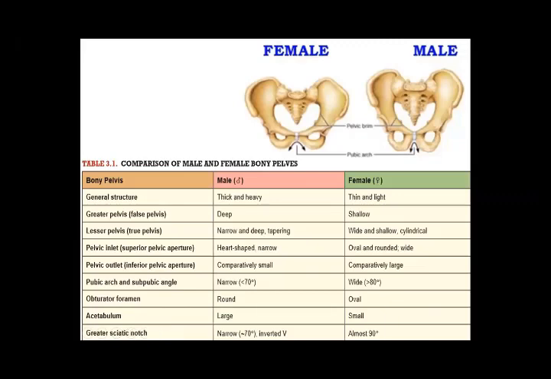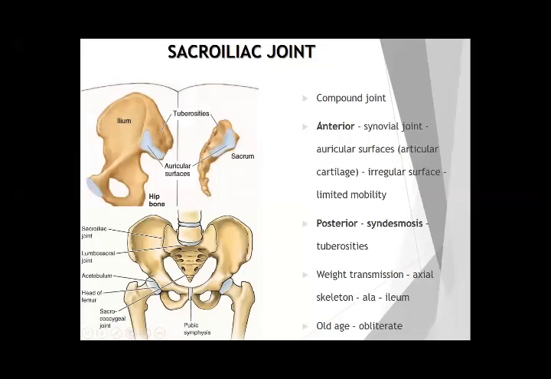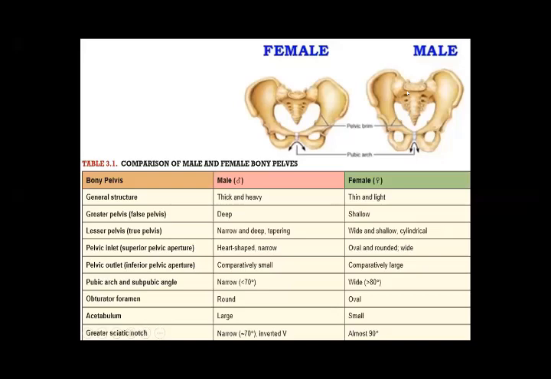A female pelvis is generally lighter compared to the heavy, thick pelvis in the male. The greater pelvis is deep in males, while you will find it relatively shallow in females. The lesser pelvis is narrow. Look at this, look at its width compared to the female pelvis. The pelvic inlet in the males is sort of heart-shaped.